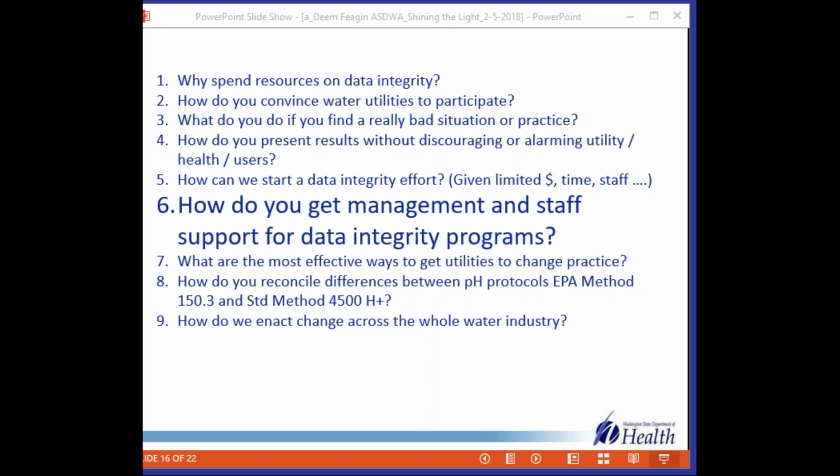Nancy's scrolling through questions to see if we've missed stuff. Well, here's one on number 4. The question 4 was, how do you present results without discouraging? And here's a question. If you find problems with wrong reporting, but the utility was unaware, would you issue a notice of violation or simply get them to correct? That is a great question.